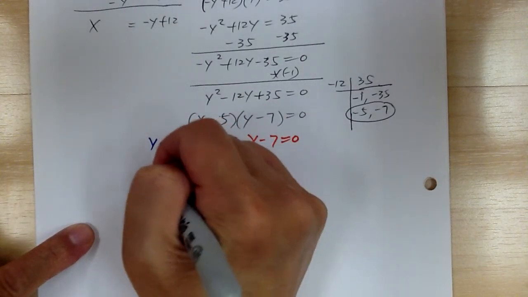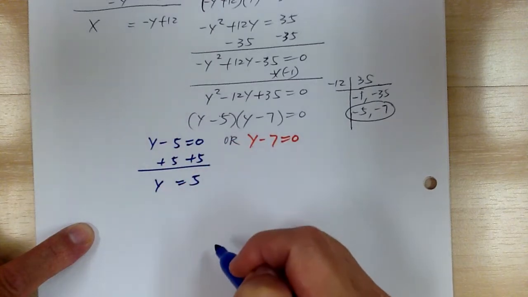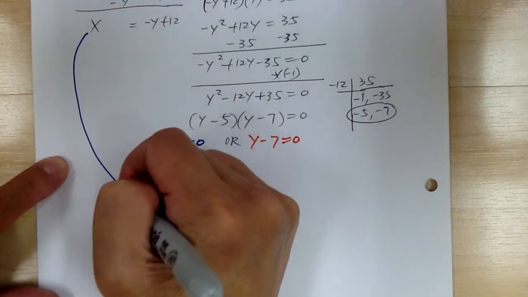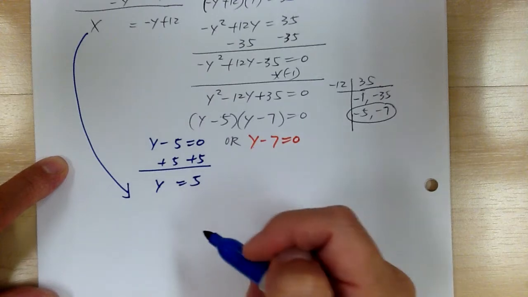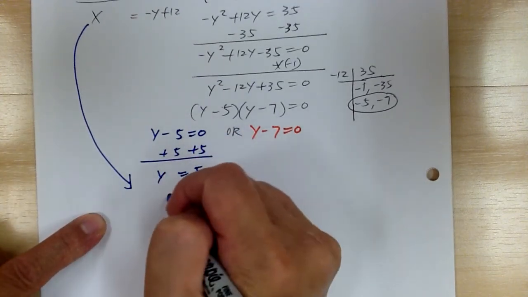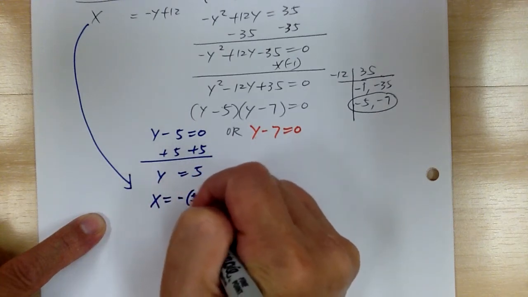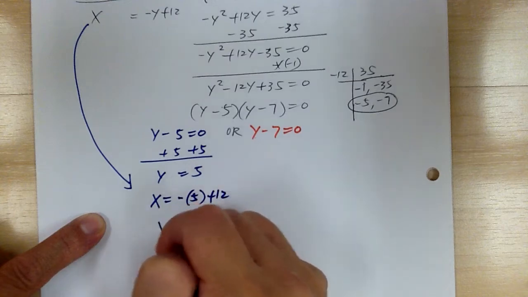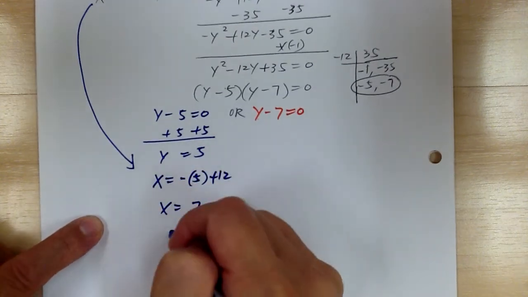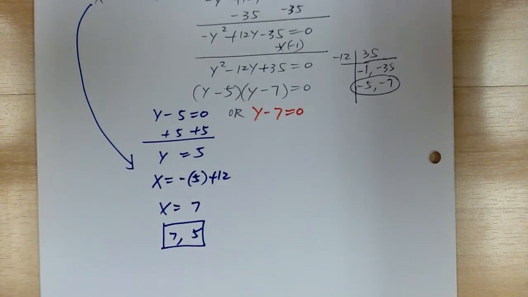So again, from here, you plus 5 on both sides. So you got y equal to 5. And then I'm going to use this one right over here to solve for the x. And so you get x equal to negative 5 plus 12. So x equal to 7. So from here, you're going to get (7, 5). Okay. Now that's going to do this one here.